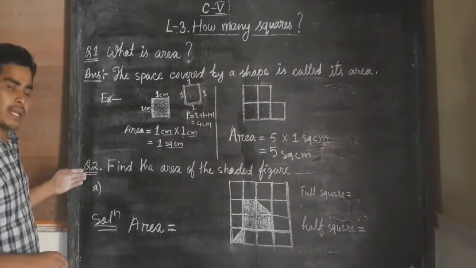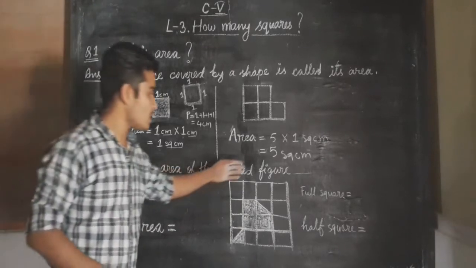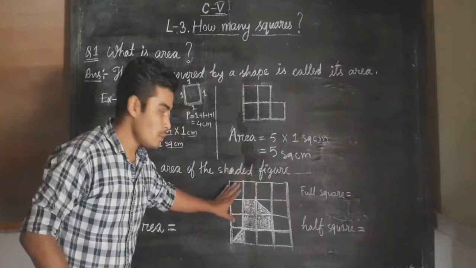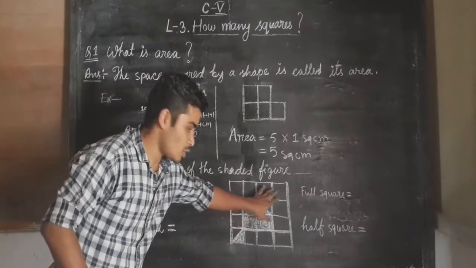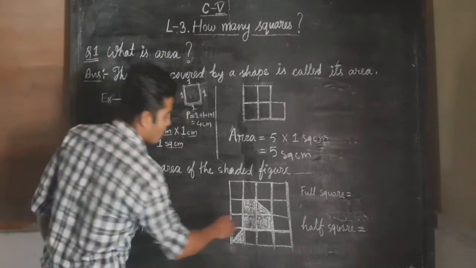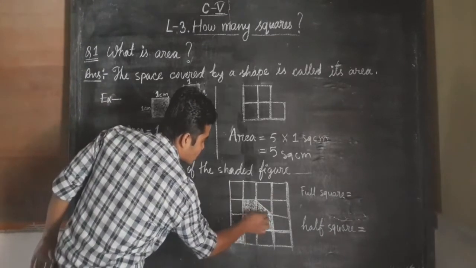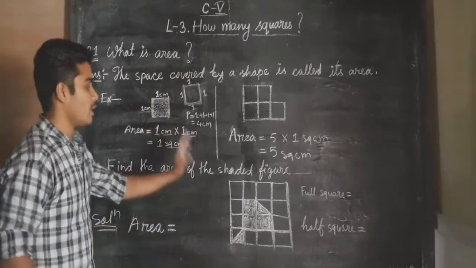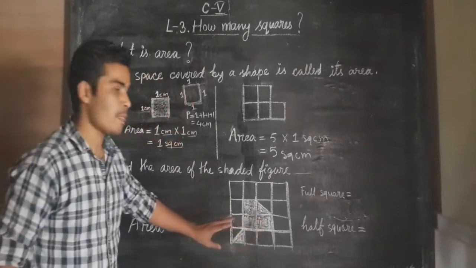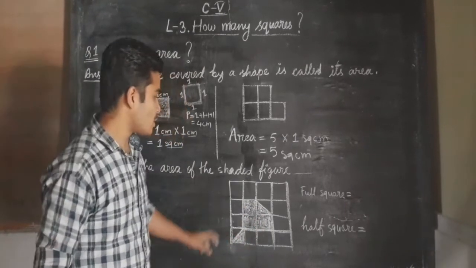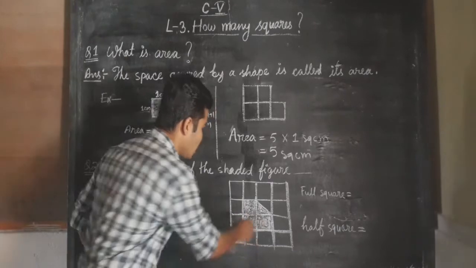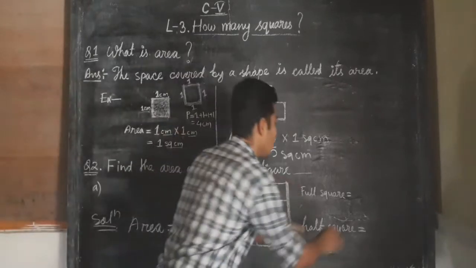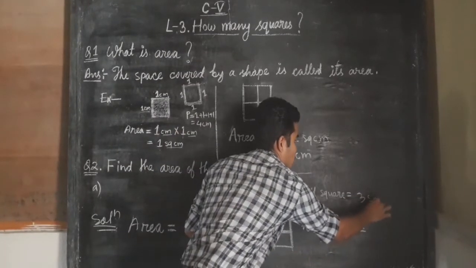Now let us move to the next question. Find the area of the shaded figure. You can see this figure. I have divided it into many small squares, but I have to find the space of the shaded figure only. These are the shaded parts. For that, first I will find all the full squares. How many full squares are there? 1, 2, 3. 3 full squares are there. So I will write here 3 square centimeters.